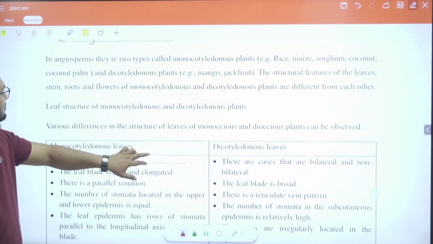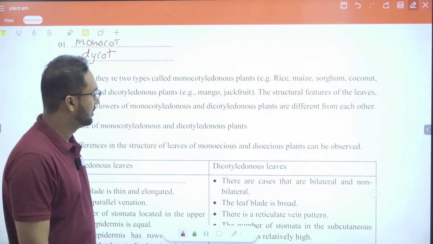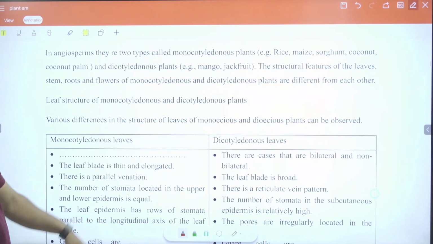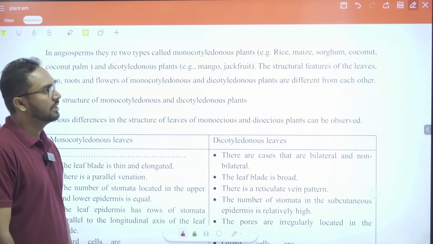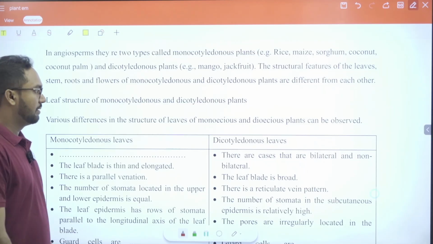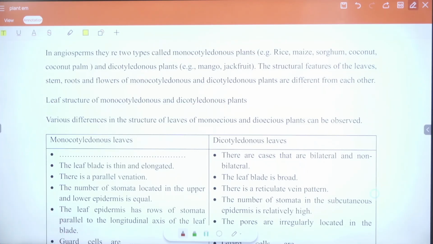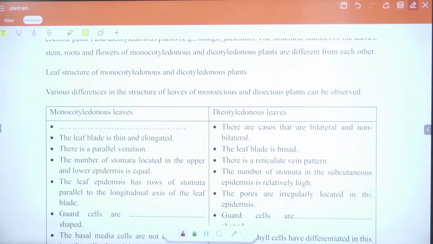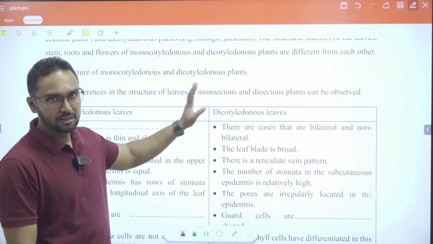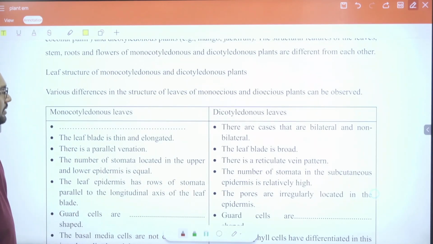So, in angiosperms there are two types called monocotyledonous plants and dicotyledonous plants, as we discussed. The structural features of the leaves, stems, roots and flowers of monocotyledonous and dicotyledonous plants are different from each other. I have to compare them, and most of the time maybe one or two MCQs, and probably at least half of a structured essay can come from this part, rarely the complete structured essay.